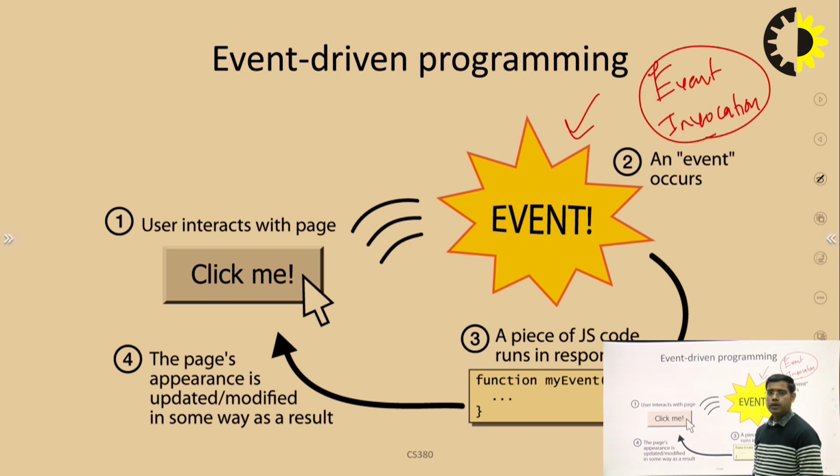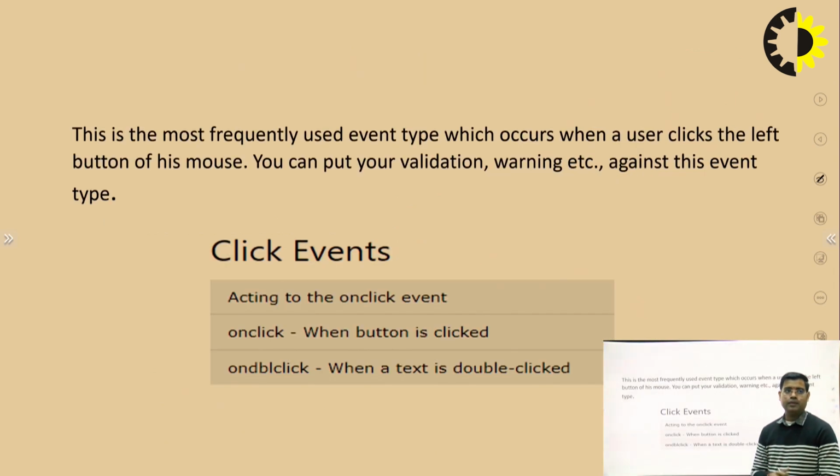The user clicks on this button, the certain action or event is performed. After that, a piece of JS code runs in response. I'll demonstrate the event later on. Then the page appearance is updated or modified in some way as a result. Whatever function is written in the event function code, those statements are executed through the event.